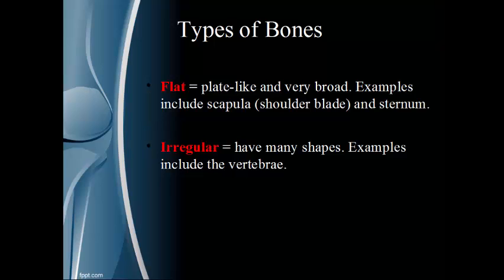And the last one, irregular. Again, like the name kind of indicates, these aren't long, they're not short, they're not flat. They just look strange. They just look weird. And there's no other way to describe them as if they're being irregular. And a good example of this type of bone are the vertebrae.